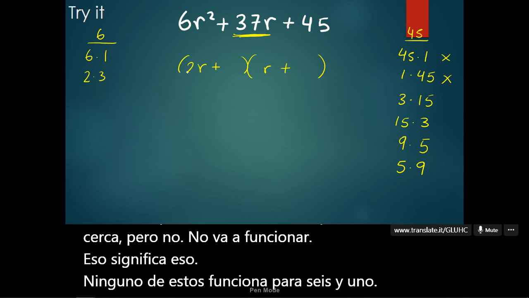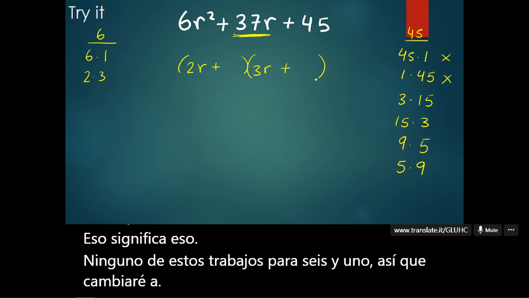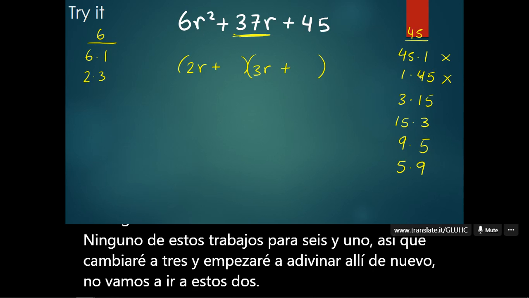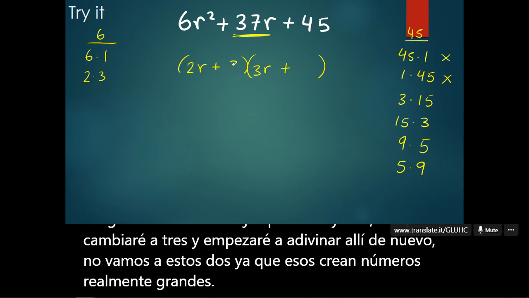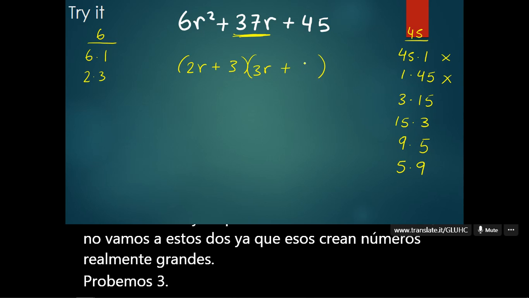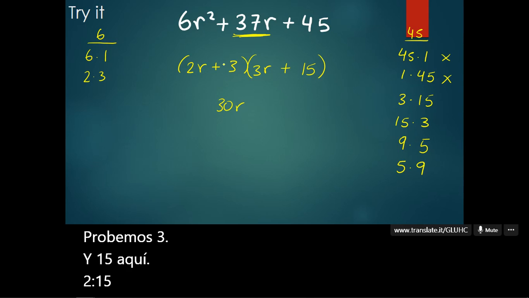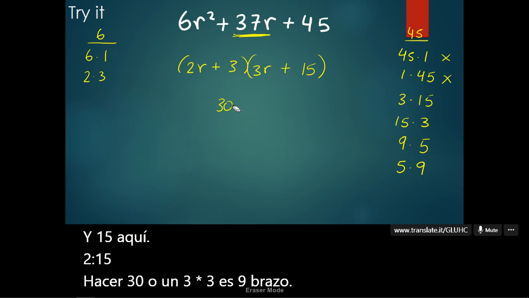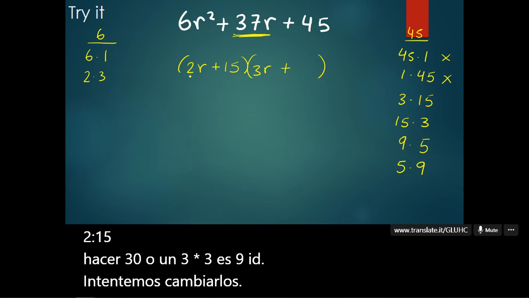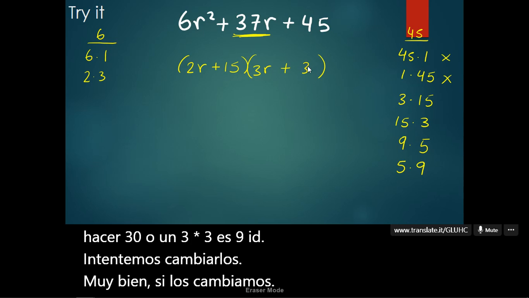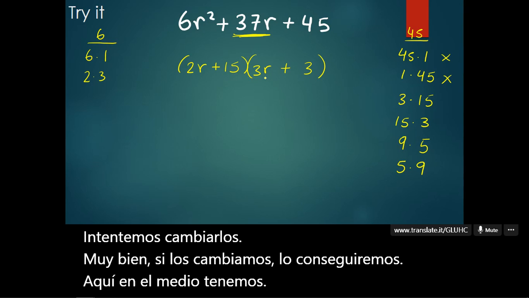So I'll switch to 2 and 3 and start guessing there. Again, we're not going to do these two because those create really big numbers. Let's try 3 and 15 here. 2 and 15 make 30r, and 3 times 3 is 9r. These ones don't add up to 37. Let's try switching them around. If we switch them around, here in the middle we get 45r, so that's not going to work.